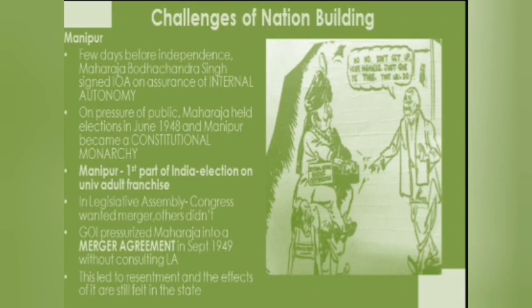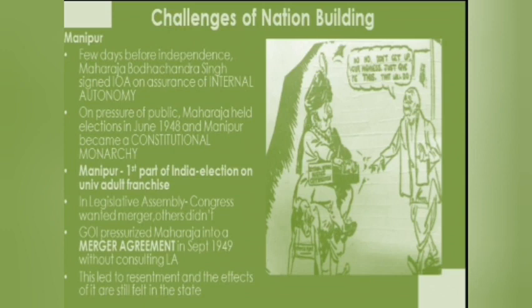On pressure of the public, the Maharaja held an election in June 1948 in Manipur and became a constitutional monarchy. Means he participated in the election and became a constitutional monarchy. It was the first part of India with an election on universal adult franchise. At that time, the age was 18 years. So in the legislative assembly, Congress wanted a merger, others didn't.